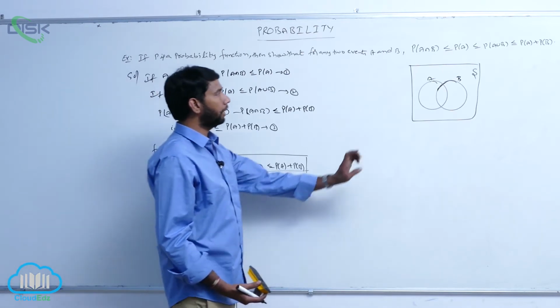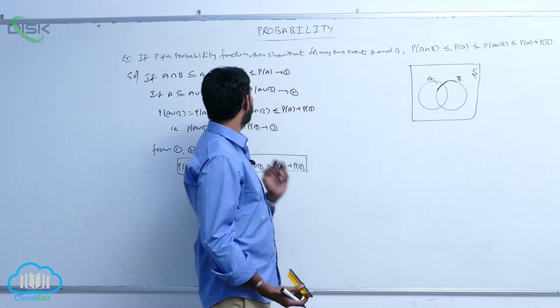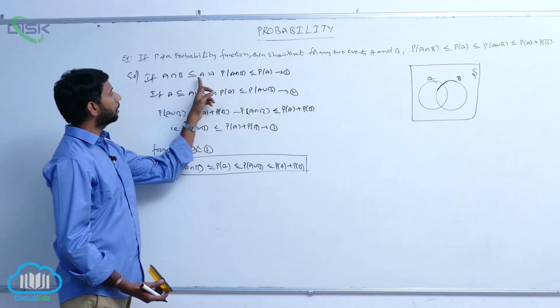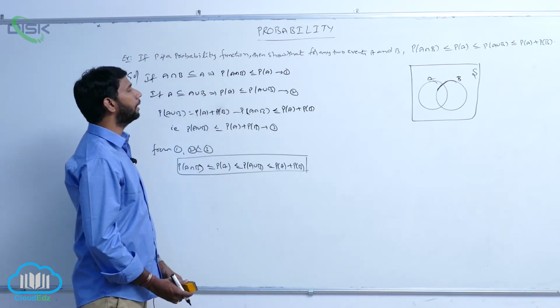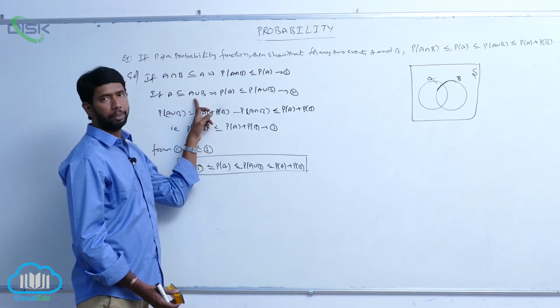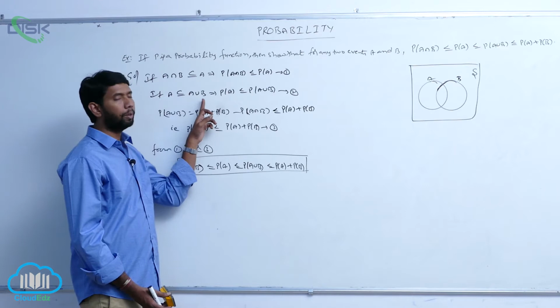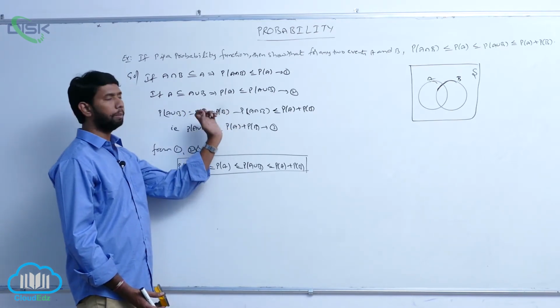By using the Venn diagram, A intersection B is always a subset of or equal to A. That implies P of A intersection B is less than or equal to P of A, taken as condition 1. And A is a subset of or equal to A union B. That implies P of A is less than or equal to P of A union B. This is condition number 2.